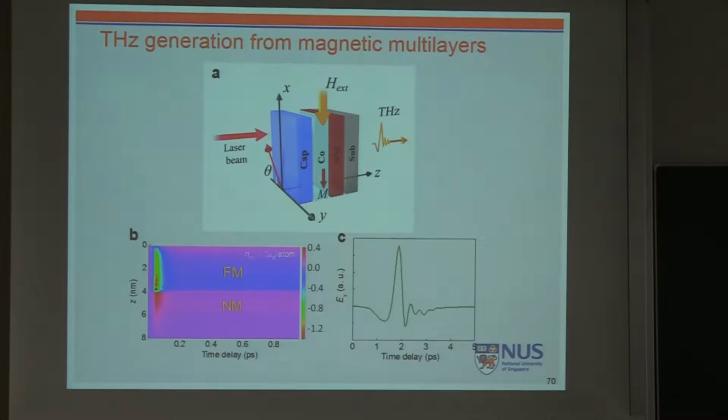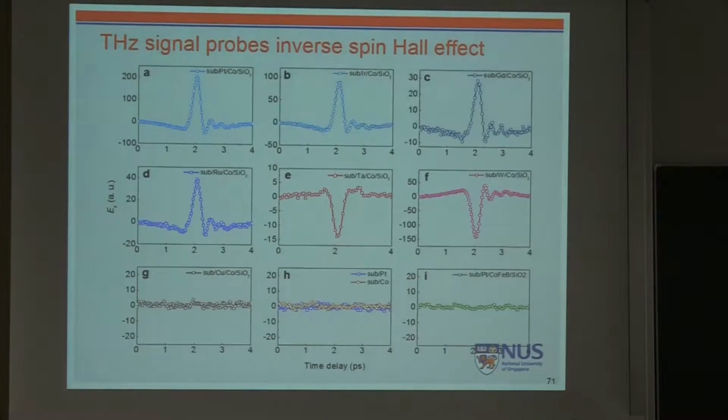Because this is based on the inverse spin Hall effect, once we change the heavy metal next to the copper, the phase changes. Platinum is known to have a positive spin Hall angle, so we have a positive signal. And if you look at, for example, tantalum, it is negative because the spin Hall angle is negative. And this is tungsten, you can see negative, and ruthenium is positive, and so on. So this is another way to characterize the spintronics information at the interface.